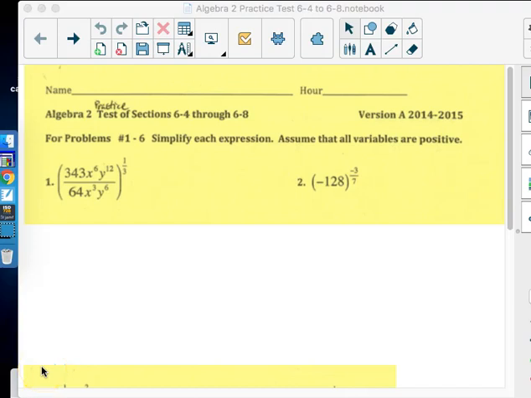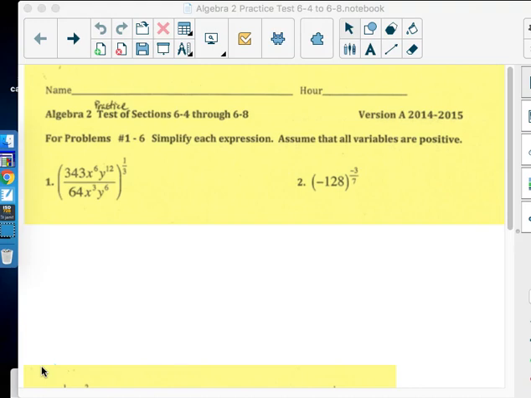Alright, so this is the practice test for section 64268. And you can see this is kind of long this time. So this is a longer test than we've normally had. There's only 20 problems. I mean, it's just the graphing takes up a lot of space. So that's one of the things that people always think, oh, this is so huge. It's longer than what we've had. It's not just one piece of paper front and back. But we're going to take 2 days to go through this. And we are going to start right here with 1 through 6 where it just says simplify each expression. Assume that all variables are positive.